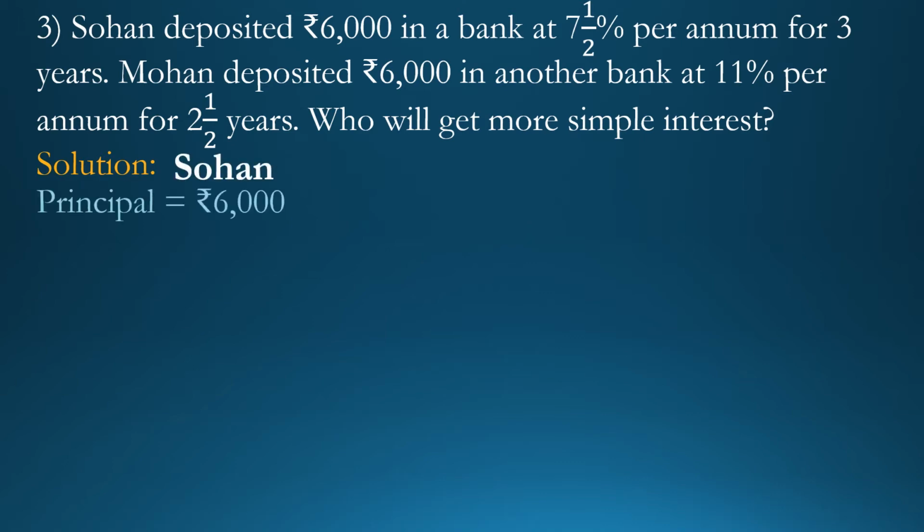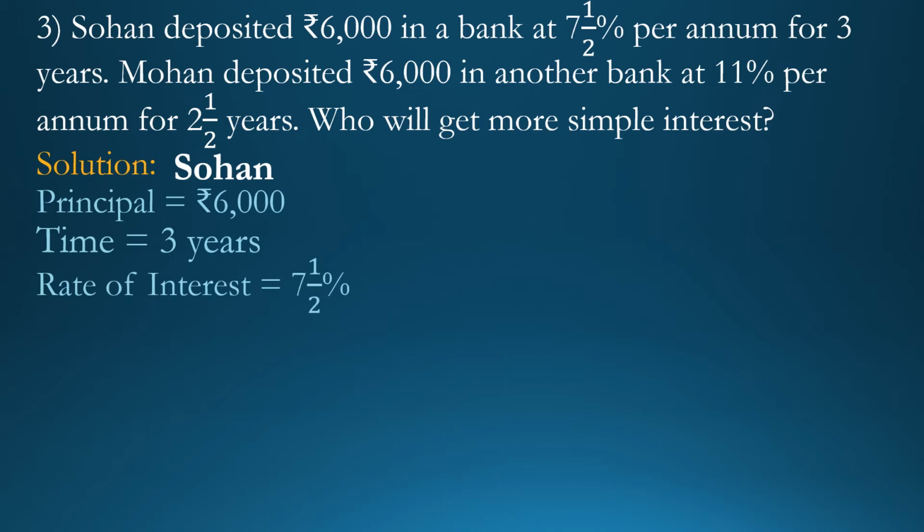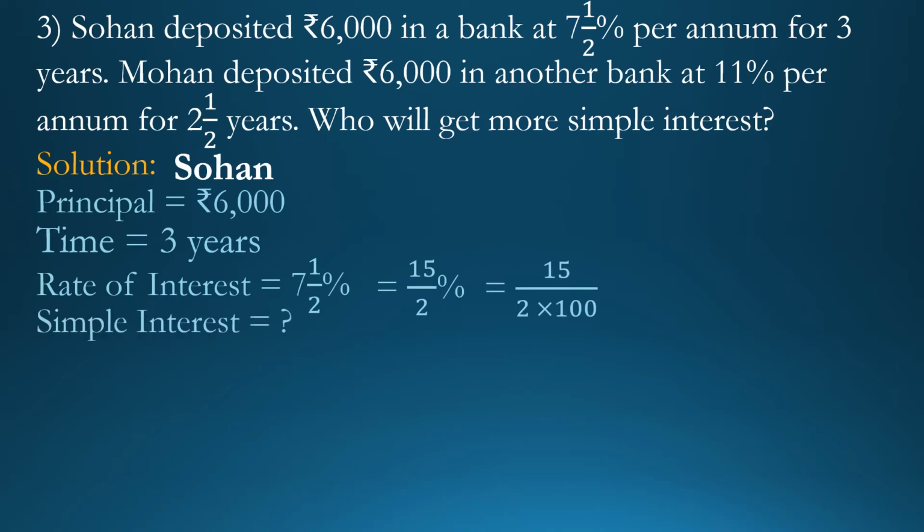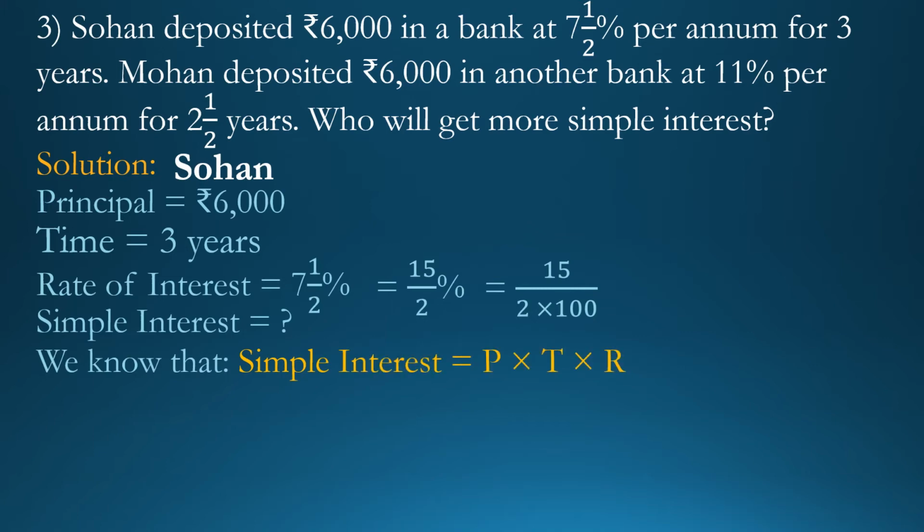Principal is equal to rupees 6000. Time is equal to 3 years and rate of interest is equal to 7 1 upon 2%. Again, 7 1 upon 2 is a mixed number. So let's convert them into improper fraction. 7 2s are 14 and 14 plus 1 is 15. So we get 15/2%, and if we remove the percentage symbol, divide by 100. So we get 15/2 multiplied by 100. And simple interest we have to find out. We know that simple interest is equal to principal multiplied by time multiplied by rate of interest.